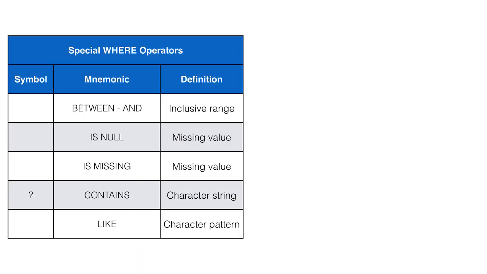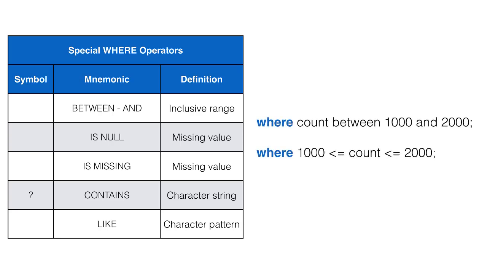In addition to the general categories of operators you've just seen, there are several special operators that can only be used in a where statement. Let's look more closely at these special where operators. The BETWEEN-AND operator selects observations in which the value of a variable falls within an inclusive range of values. For example, between 1,000 and 2,000 mosquitoes. The second where statement shown here is equivalent to the first, just written without using the BETWEEN-AND operator.